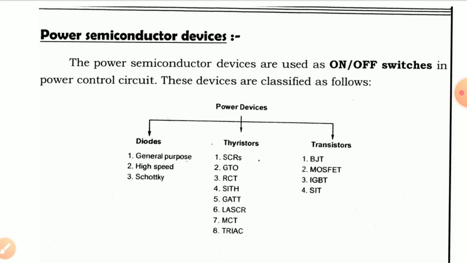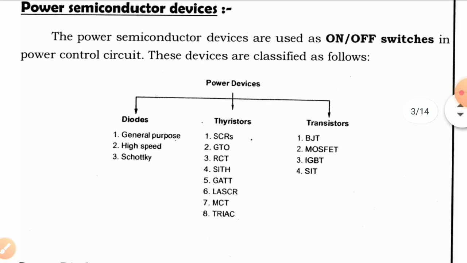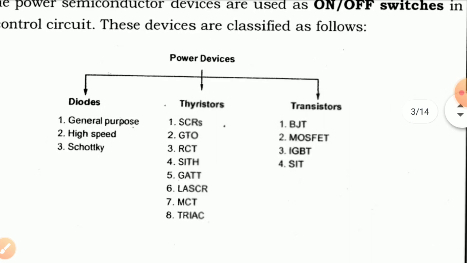So the three categories are general purpose diodes, thyristors, and transistors. In diodes we have various types: general purpose diode, high speed type of diode, and Schottky diode. These are the three different types of diodes we have.